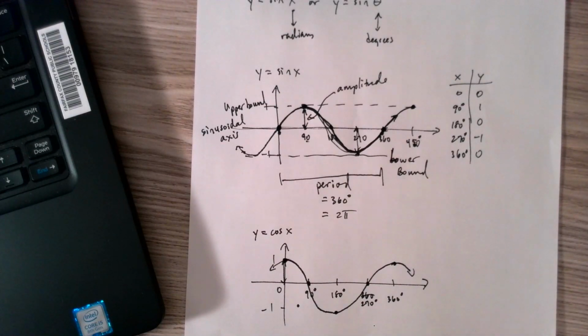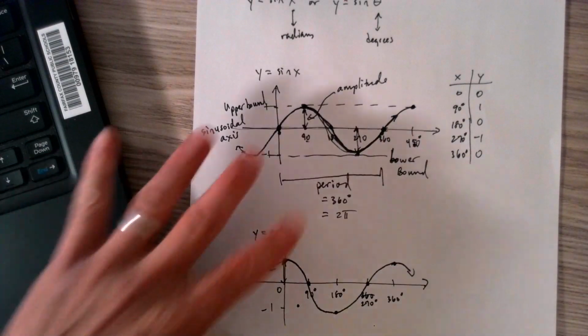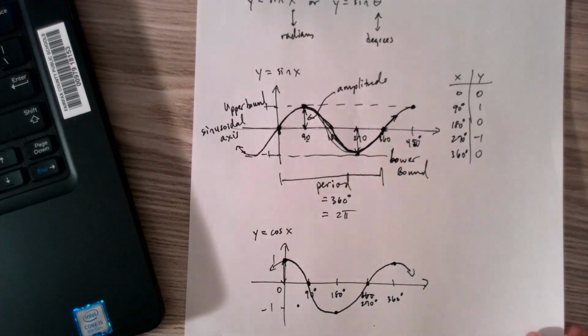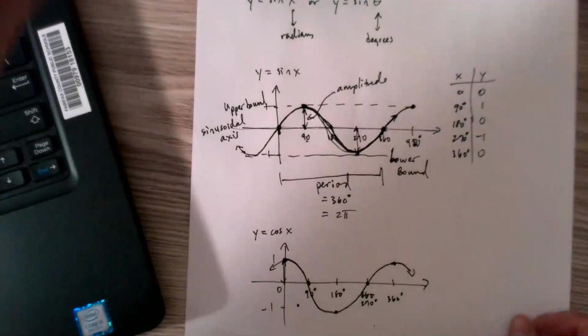Okay, so commit sine of x and cosine of x to memory, because we're going to start altering the basic general equation y equals sine x and y equals cosine x, adding coefficients and adding and subtracting things, and changing the value of x, or the argument, x or theta, to see how the graph changes.